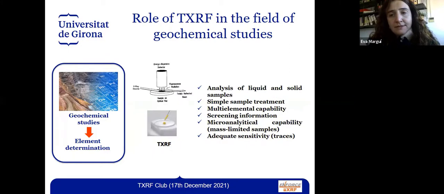So in the slide, you can see some of the analytical capabilities of TXRF that can be of interest in the analysis of geological samples, including, for instance, that with this technique it is possible to analyze both liquid and solid samples, sometimes with a simple sample treatment. You also have multi-elemental and screening information. Mass-limited samples can be analyzed due to the microanalytical capability, and usually we have adequate sensitivity for the analysis of traces.